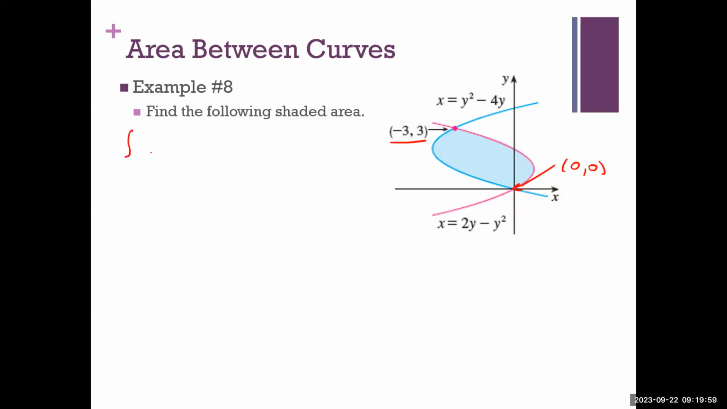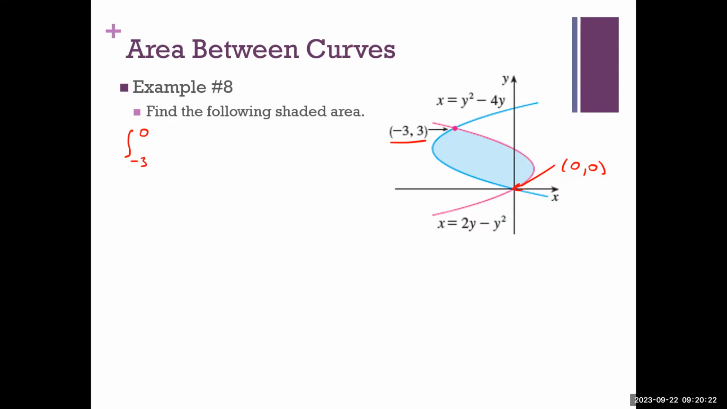What if I wanted to set this up for x? Then the bounds would be negative 3 to 0, right? If I'm using x as my variable to integrate on, I'm not looking for right hand curve and left hand curve. I'm looking for upper and lower, right? Is the upper curve consistent over that x interval?